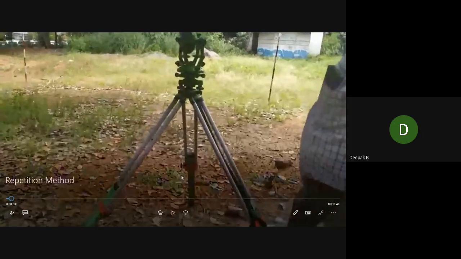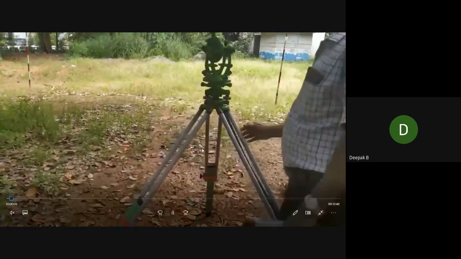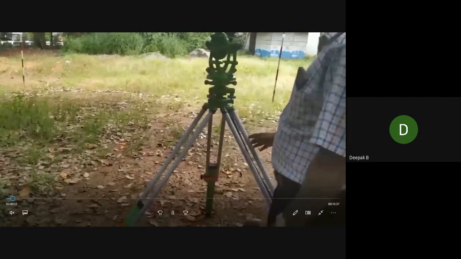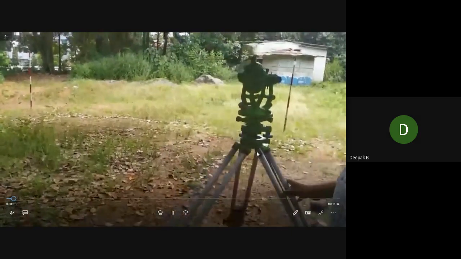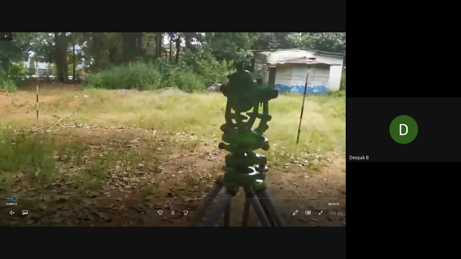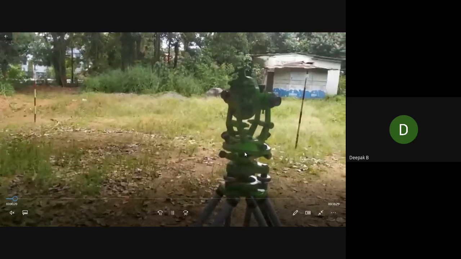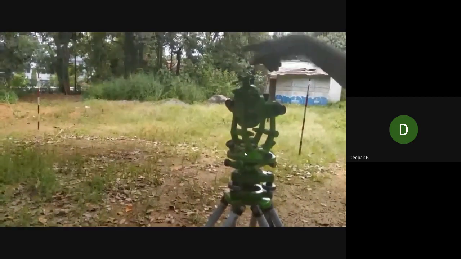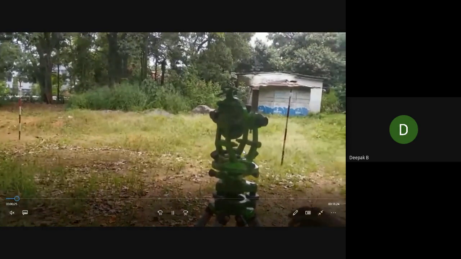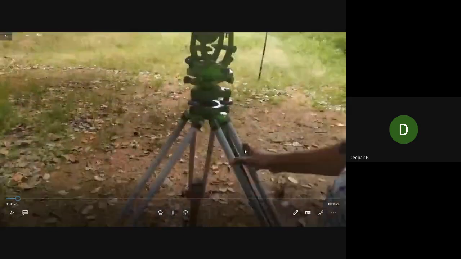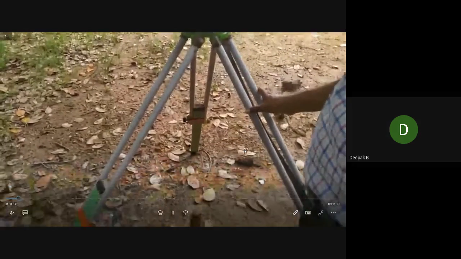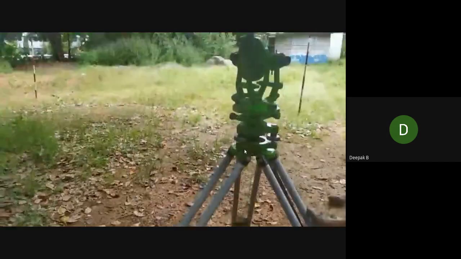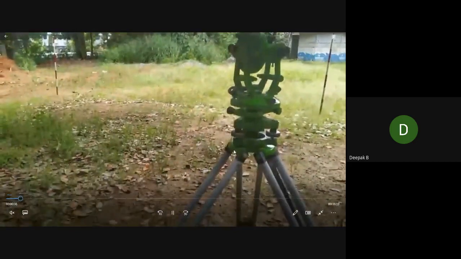So we have already done the temporary adjustments. Just like the dumpy level instrument, we have to do the temporary adjustments like setting up, leveling up, and elimination of parallax. We are already aware of that from the dumpy level instrument experiment. So we are not going to do that again. Just understand that that has already been done. Temporary adjustments have been completed, and you are going to start taking the readings. The theodolite station is kept at O.